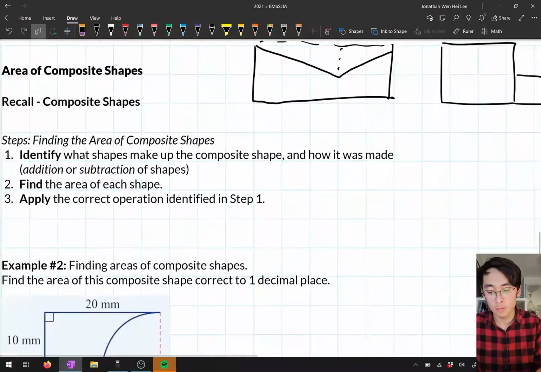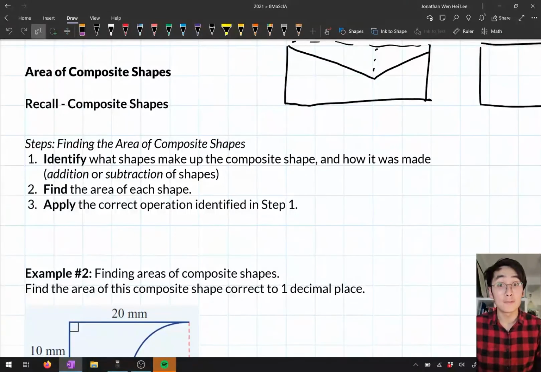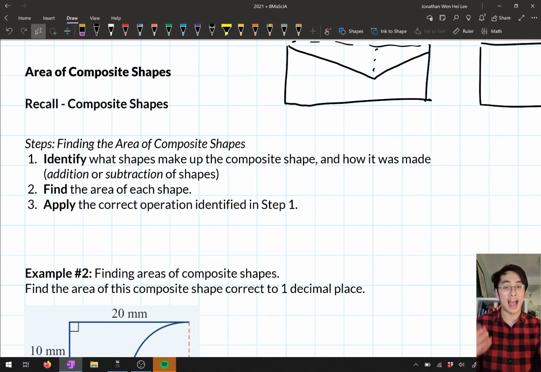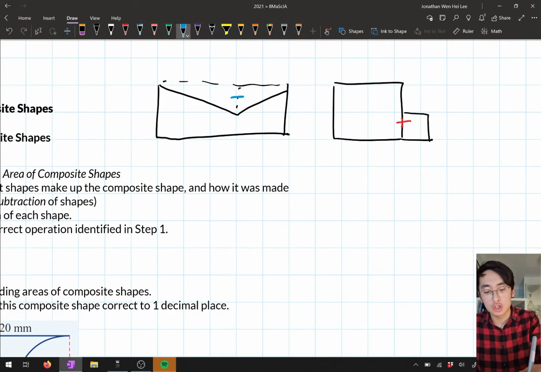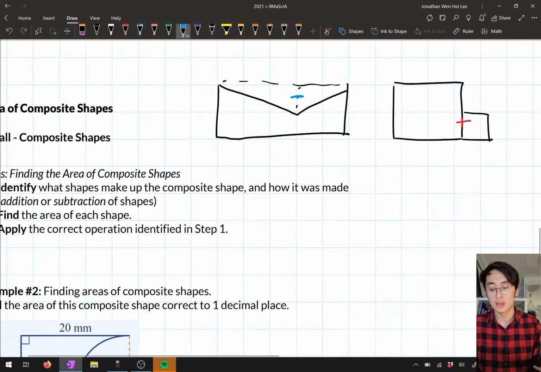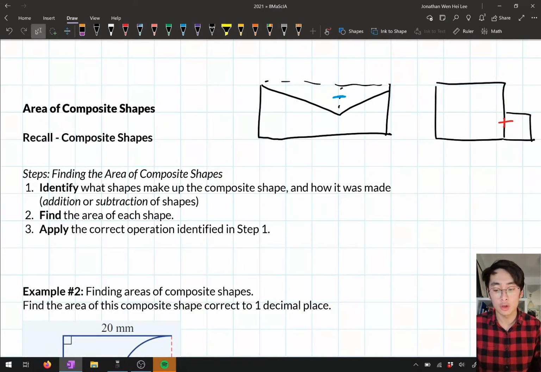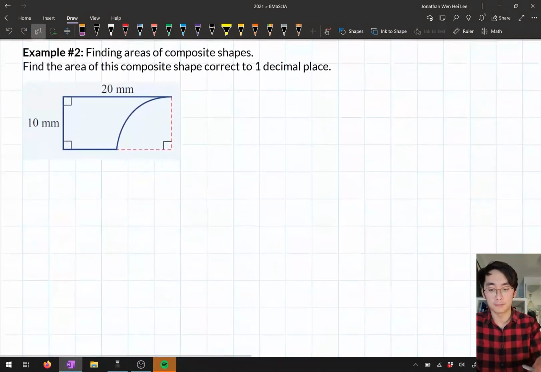And so the way that we did this, if you remember, the first step was we identified what shapes make up the composite shape and how it was made. So were the two shapes being added together? For example, in the second example over here, we had two shapes that we added together. Or in the first example, we actually had to subtract two shapes. Then what we did was we found the area of each of those shapes and then we applied the correct operation identified in step 1. So once we found those two areas, we either added them together or subtracted them. We're going to do the same thing here, but with sectors as well. So let's have a look at this example underneath.